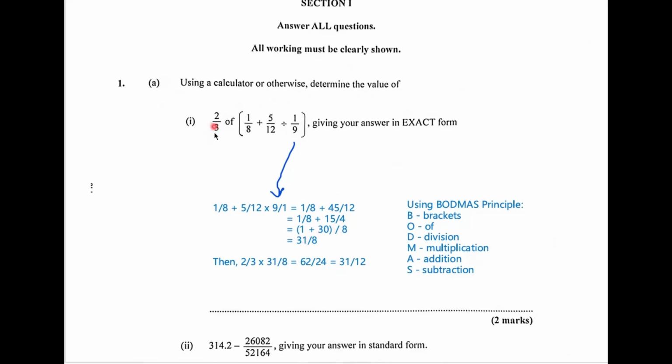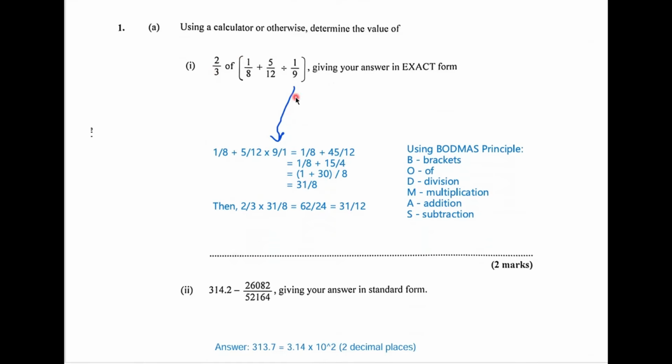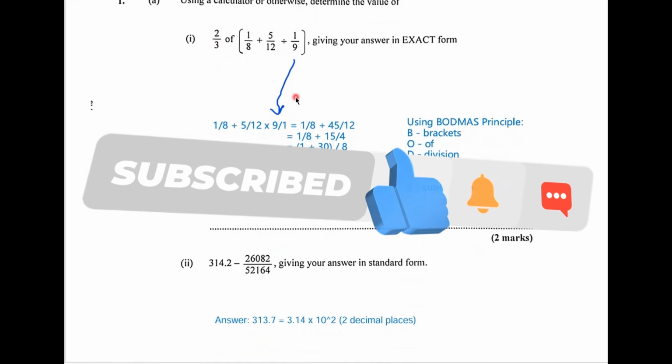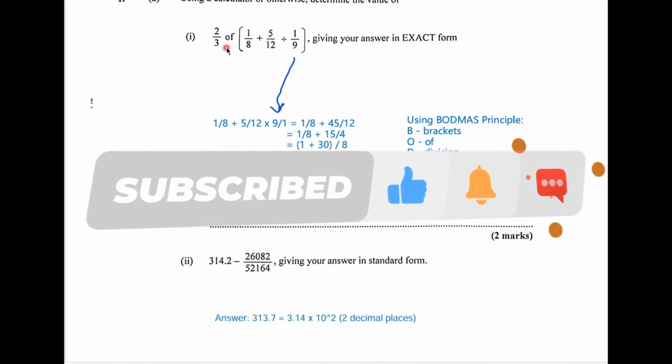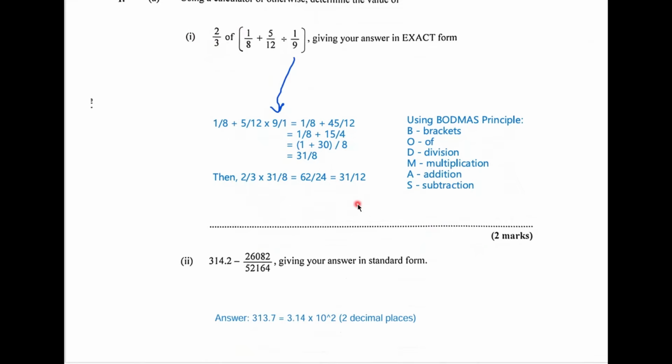After that, we multiply it by 2/3. So 2/3 by 31 on 8, 2 by 31 is 62, 3 by 8 is 24. And this could reduce: 2 into 62 is 31, and 2 into 24 is 12. So again, you can use a calculator, get the exact answer as well. Just remember, of means multiply, okay?